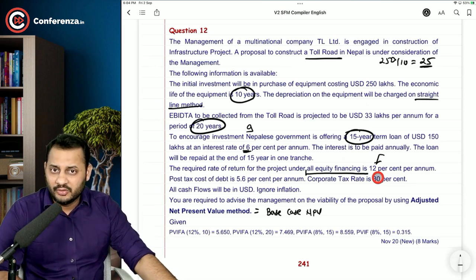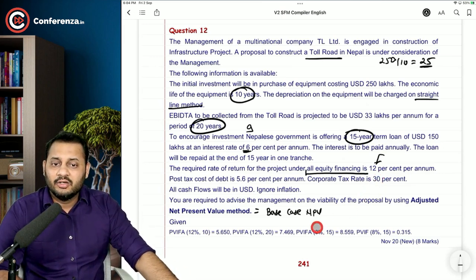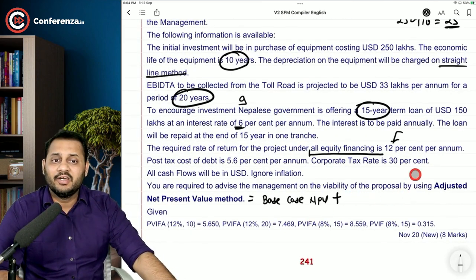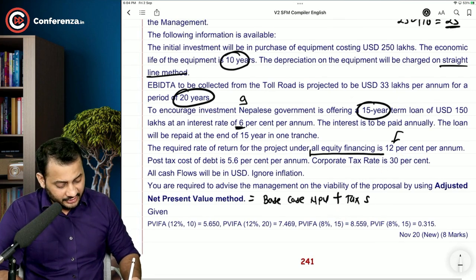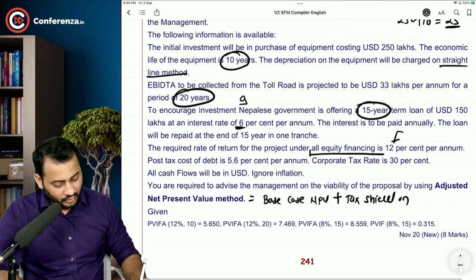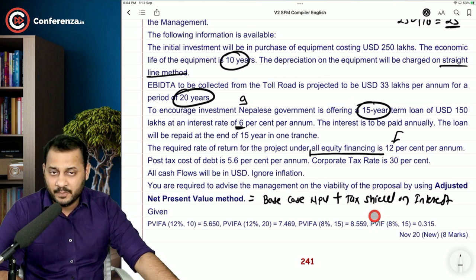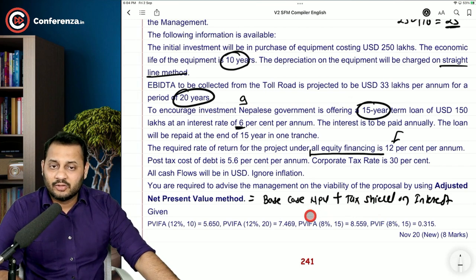Okay, you can calculate that easily. And then in order to find out what will be the benefit of taking the loan, you are going to add the tax shield on interest, because that is where you are going to save some taxes. So now, after calculating the NPV based on all equity financing, the entire 250 lakhs you are going to use, that is the base case, with equity.